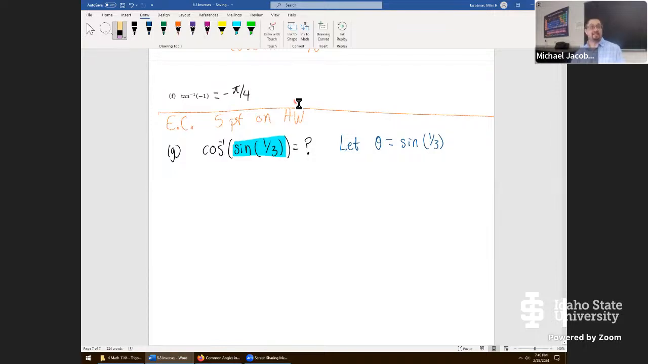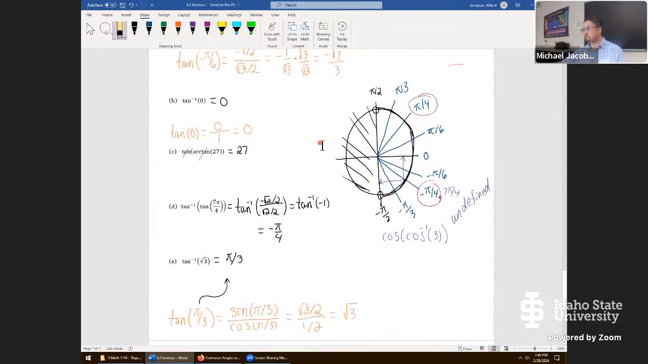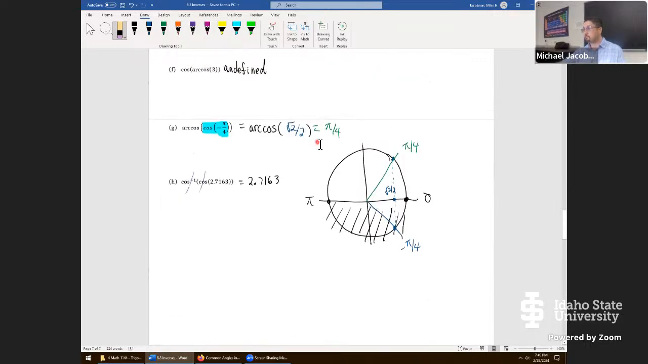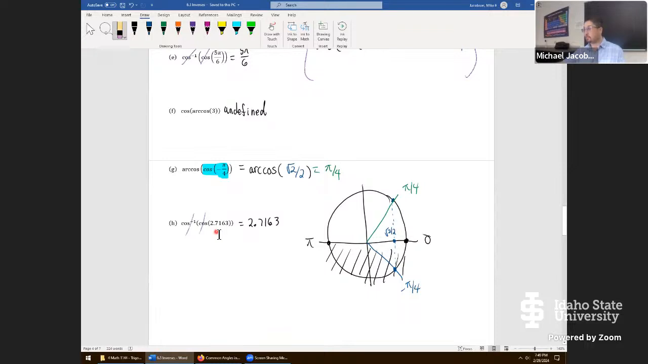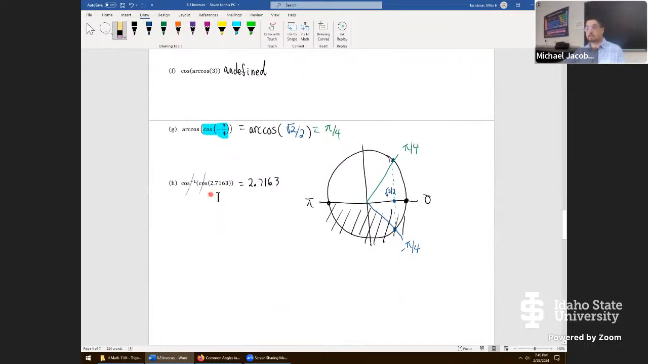Actually, I have a question. Yeah, on letter H, the inverse of cosine of 2.7163. Why is it equal to 2.7163 and it's not undefined?